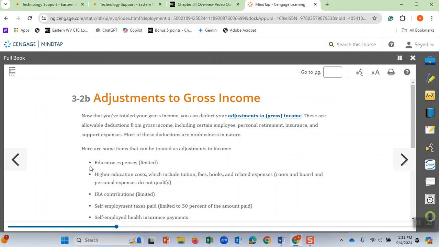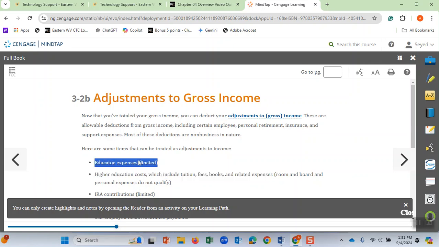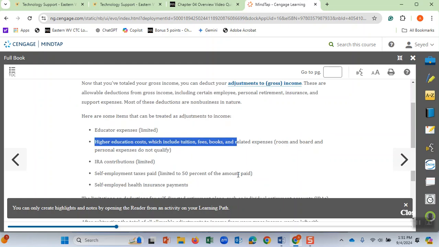I can put it later on ChatGPT to tell us. Higher education costs, including tuition and fees. Room and board and personal expenses don't qualify. Therefore, certain higher education costs are tax deductible. So if your income was $100,000, $5,000 of it went because you were a teacher, but at the same time you took some classes, and that included some fees. That is tax deductible. IRA contributions.